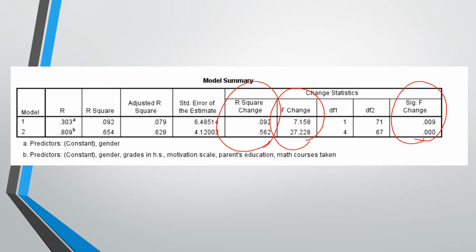In other words, whether adding the variables that we added in Model 2 to gender significantly improved on the first model that only had gender as a predictor. We can see that the additional variables improved on Model 1 using gender alone at 9% of the variance to explaining about 56% of the additional variance. We can also see that this is a statistically significant change looking at the significant F change column, which shows that our result was statistically significant.